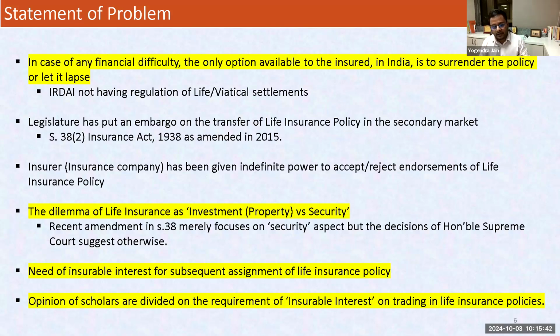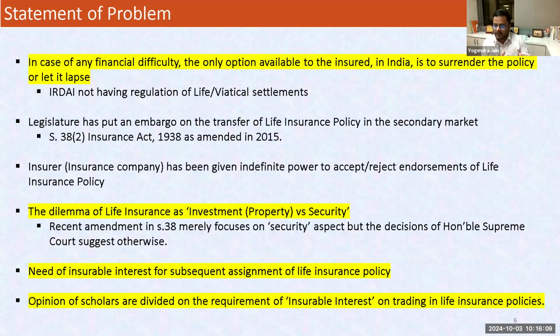Now, why are we doing it? It is again a very mysterious question of the legal domain. Another thing I have discussed is the need of insurable interest in the subsequent assignment, where I'm saying there is no need of insurable interest at the time of subsequent assignment. A very interesting thing is that when I did an extensive literature review, what I found is that the opinion is 50-50.